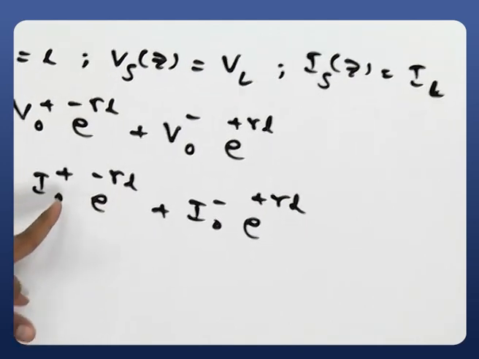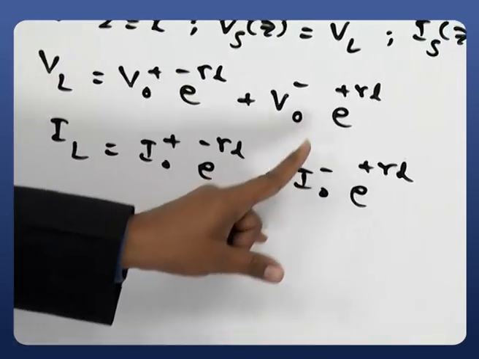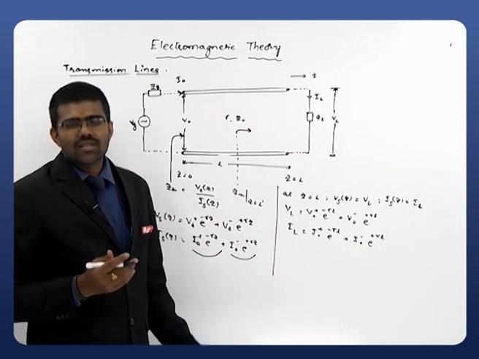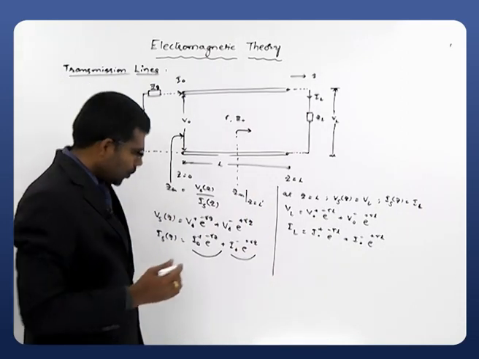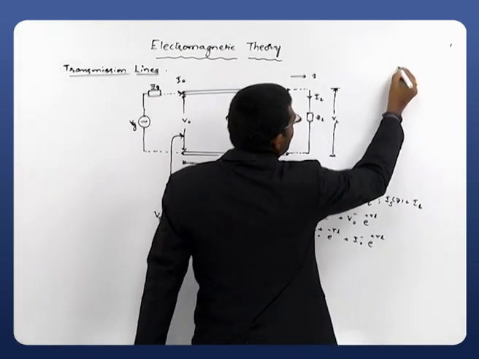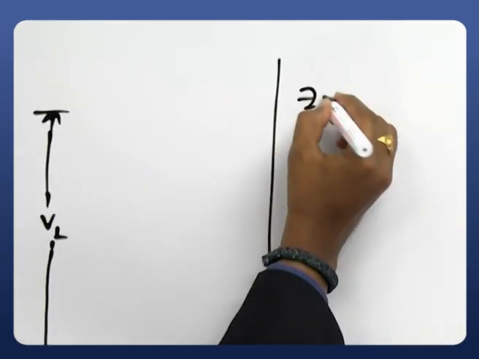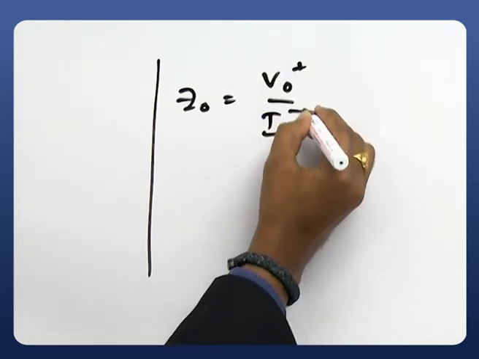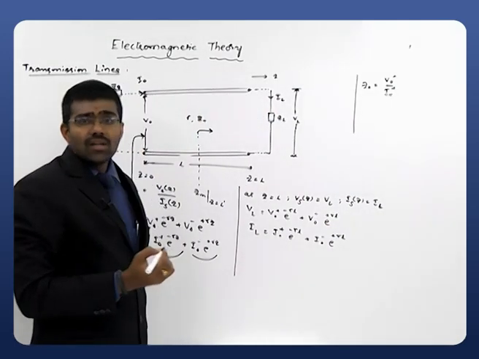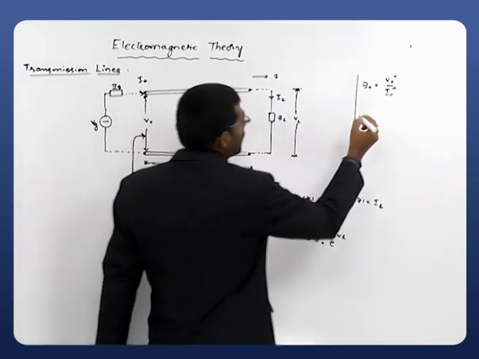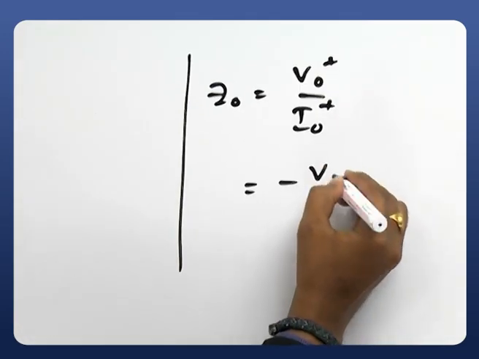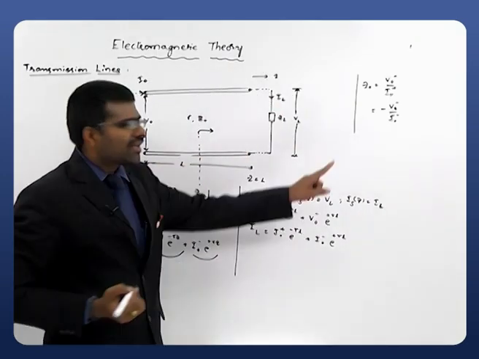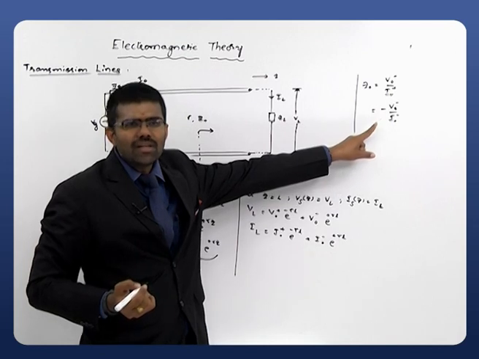After that, I will try to replace this I0+ and I0- for our future purpose. Just recollect our characteristic impedance relations. In our characteristic impedance, we have a simple relation. What is that relation? Z0 is equal to V0+, the forward traveling voltage, to the forward traveling current I0+. Or we have one more equation. What is that? The same can be written as minus V0- divided by I0-, that is the negatively traveling voltage to the negatively traveling current.